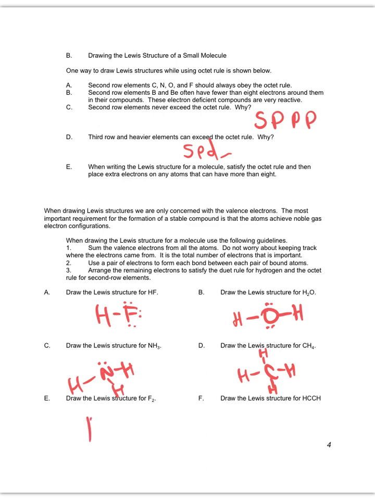And fluorine only wants 1 bond, so it's going to have a bond between the 2 fluorines with 3 lone pairs on each. And then acetylene, we start with only 2 bonds on each carbon, so the only way we can get it up to 4 bonds is to have a triple bond between the 2 carbons.